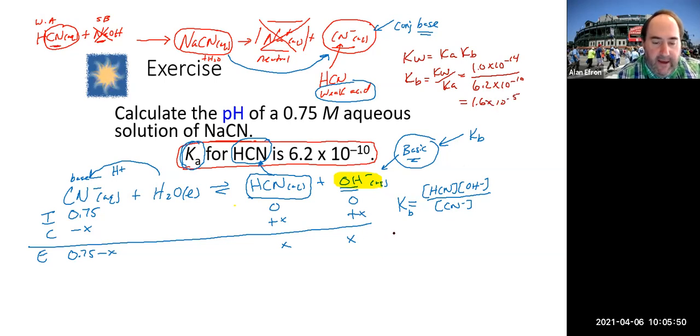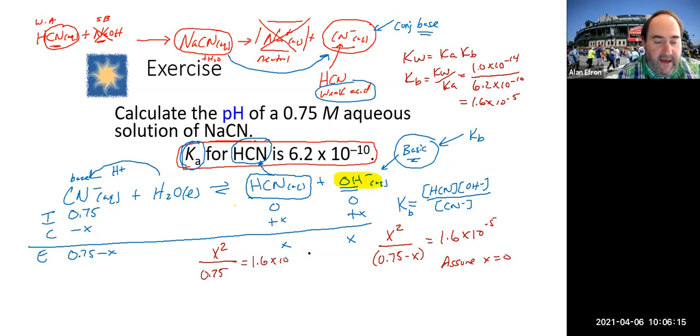So we're going to put our values in here. That's going to give us x squared up on top. It's going to give us 0.75 minus x. And again, that's going to equal our Kb value in this case. We're going to assume that x is equal to 0. That will get us x squared divided by 0.75 equals 1.6 times 10 to the minus 5. We're going to multiply the 0.75 to the other side. We're also going to take a square root of it. And that is going to give us an x value of roughly, we'll call it 3.5 times 10 to the minus 3.